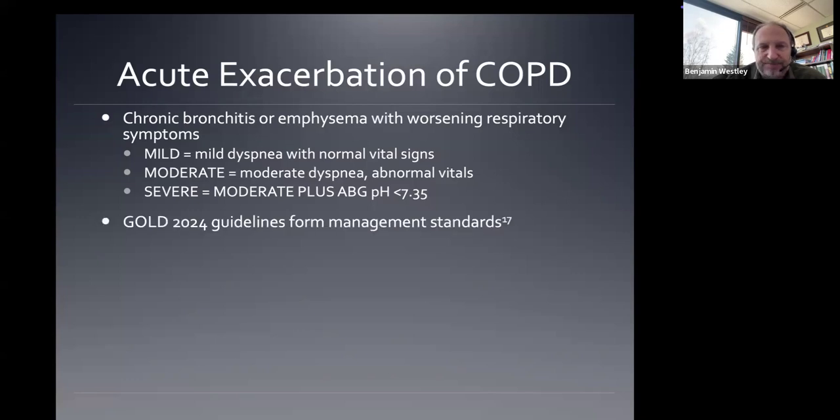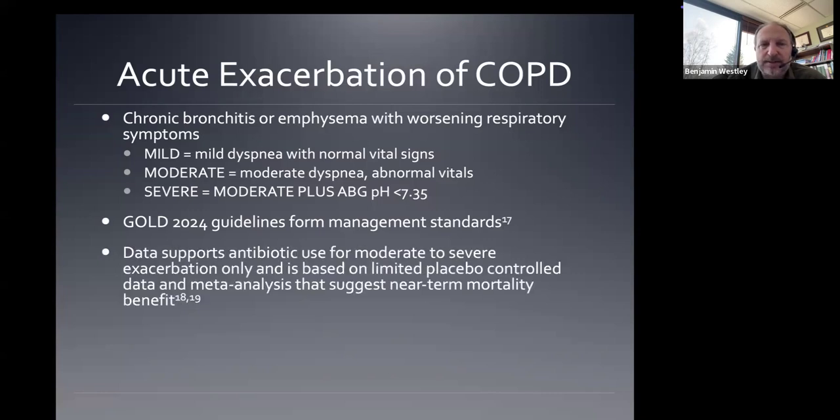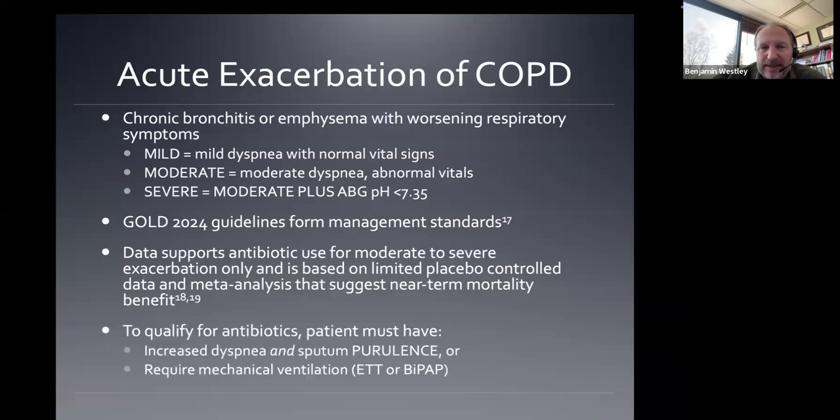The GOLD guidelines are updated essentially annually. Those are the COPD guidelines from the pulmonologists. 2024 is the current guidelines. And they are really clear that antibiotic use is only for moderate to severe disease, so basically in the hospital, not for outpatients. And the data is not good. There's minimal placebo-controlled data, and meta-analysis suggests there's probably a near-term mortality benefit to antibiotics, but it's weak data.